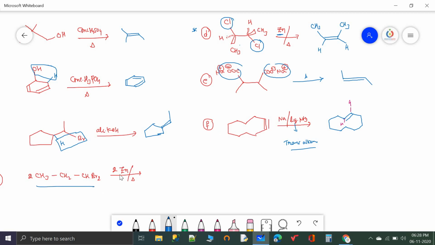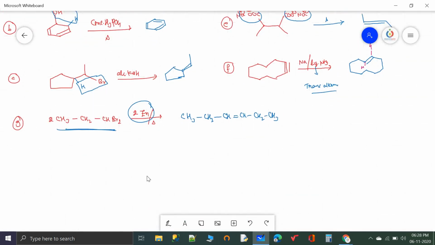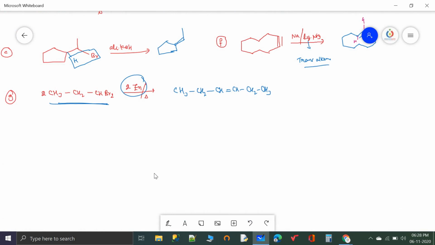Here two molecules are there and two zinc atoms are there, so you just add both of these. The molecule will be CH3, CH2, CH double bond CH, CH2 and CH3. This is the molecule, so this is the answer to these questions. If any doubt is there, please do ask me.